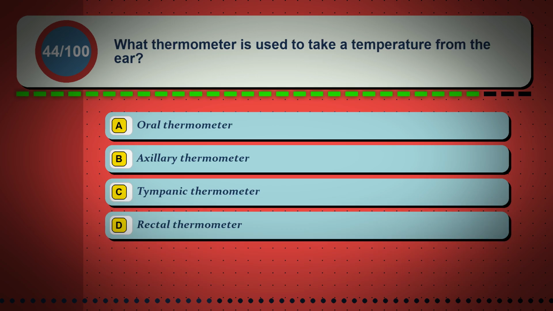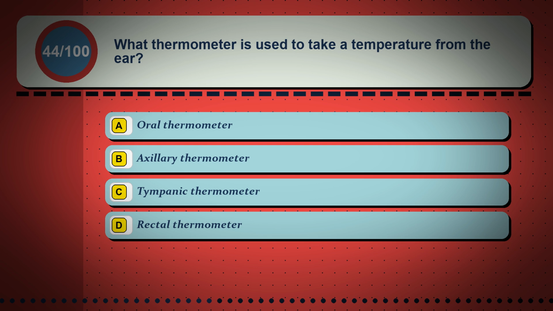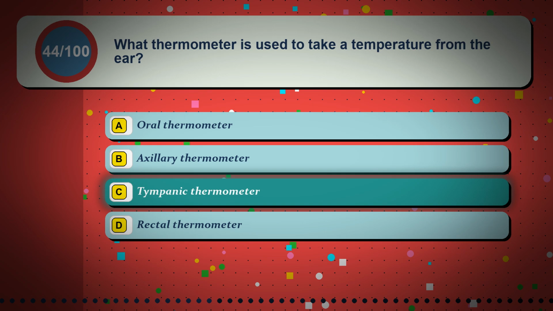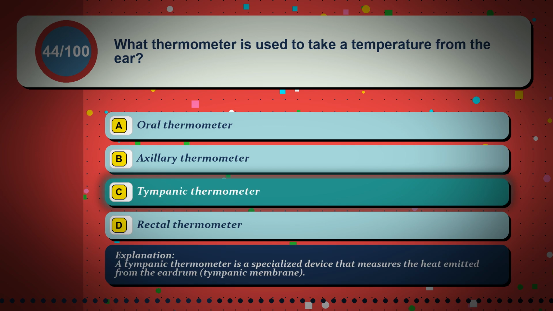Question 44. What thermometer is used to take a temperature from the ear? Option A. Oral thermometer. Option B. Axillary thermometer. Option C. Tympanic thermometer. Option D. Rectal thermometer. The correct answer is option C. Tympanic thermometer. A tympanic thermometer is a specialized device that measures the heat emitted from the eardrum, the tympanic membrane.